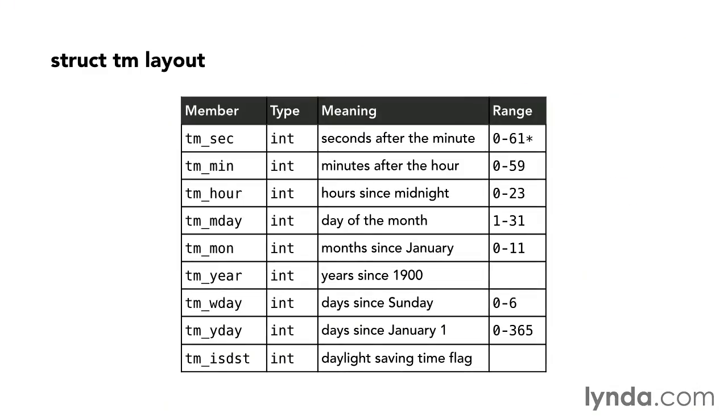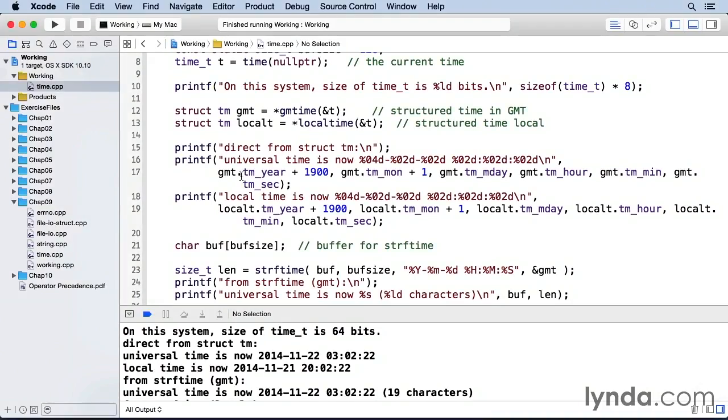There are a number of different members in this structure. There's one for seconds after the minute, minutes after the hour, hours since midnight, day of the month, scaled 1 through 31, and the month since January. This one is actually scaled from 0 to 11, so you need to add 1 to that to get the month number. Years since 1900, so if you want a 4-digit date, you have to add 1900 to that. Days since Sunday, days since January 1st, and a flag for whether or not your local time zone supports daylight savings time.